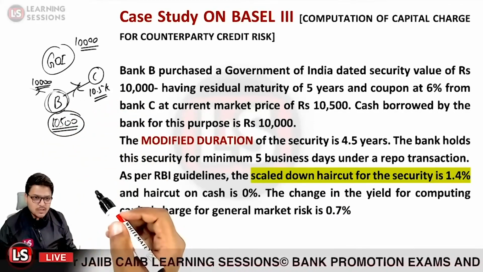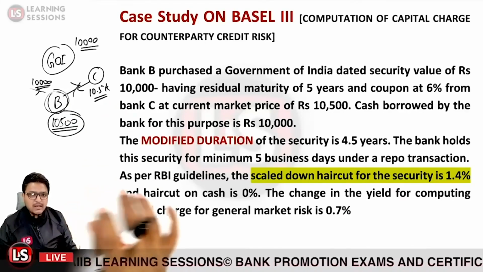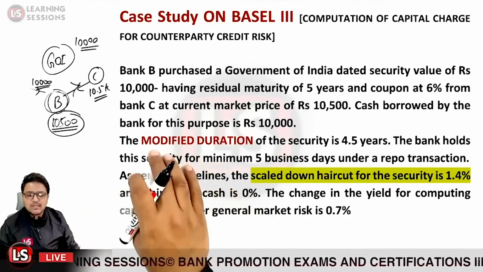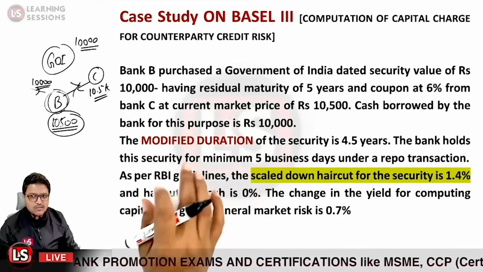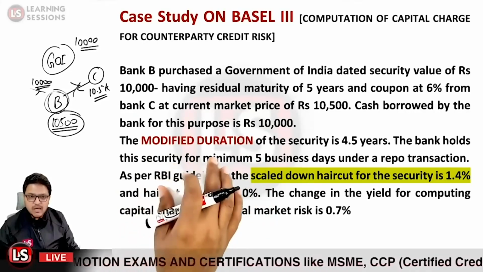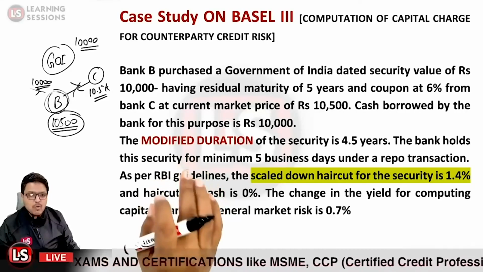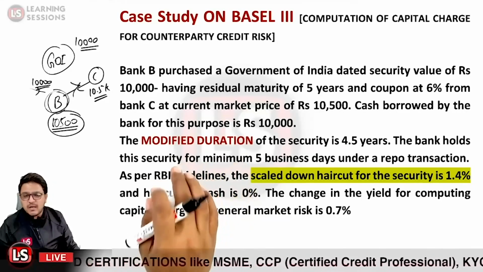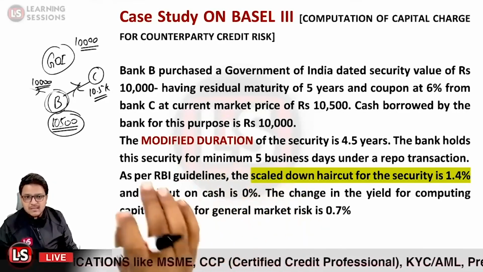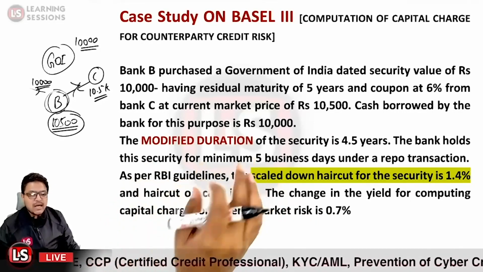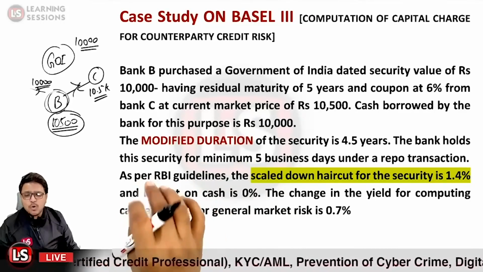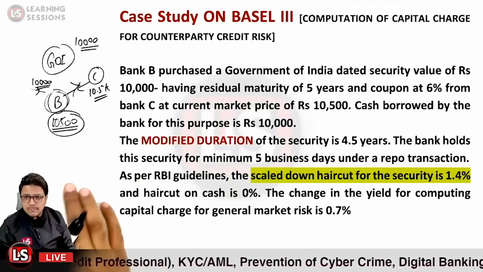Is that clear? And further, here is a term which is highlighted, that is modified duration. We've already learned the concepts related to modified duration. So what is it related to? It is related to the sensitivity. So the more the duration, the more the sensitivity. It means the more the volatility, and the lesser the duration, the lesser the sensitivity and the lesser the volatility. And further, the bank is holding it under the repo transaction.